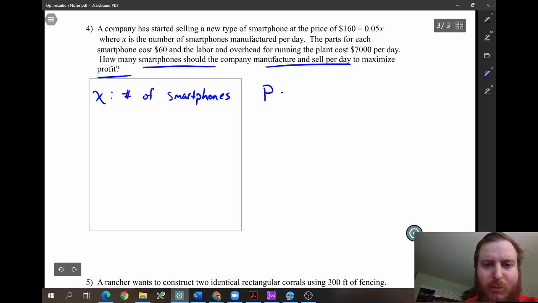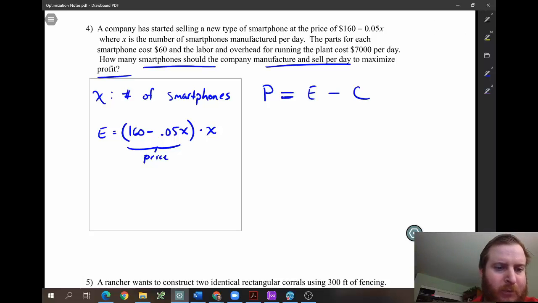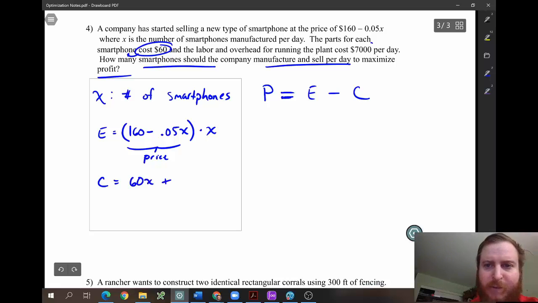So we need to remember that the profit would be equal to how much you earned minus how much it costs you. So we want to be thinking about how much we earn. So we're going to earn 160 minus 0.05x. Sorry, that's the amount that it sells for, but then times how many you sell. Right? So that was the price times how many you sell. That would be our earnings. And then our cost, well, it says that it costs us $60 per smartphone plus just a flat fee of $7,000.